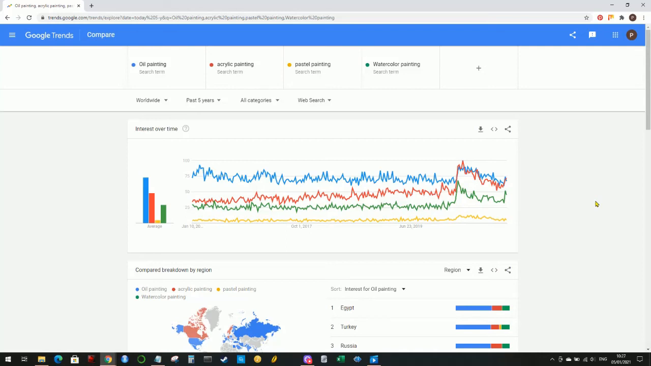I wonder how many of those people, whatever medium it was, actually got into painting and how many of them continued with painting. Because the one thing that all three of these media have in common is they show a decline during the rest of 2020.